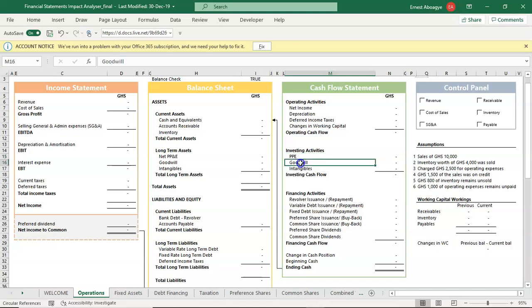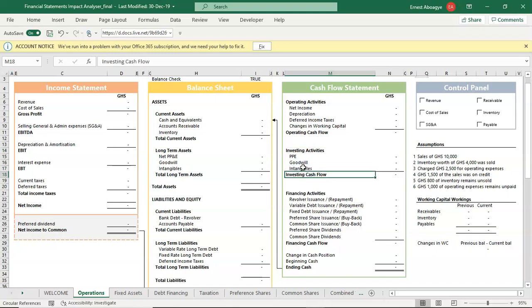If we purchase any goodwill by any business acquisitions thereof, we also pay out some cash and it's accounted for here. If we buy any intangible assets like license to operate under software and all of that, which are used over a period, over a year, then we account for the cash movement in the investing activities of the cash flow.